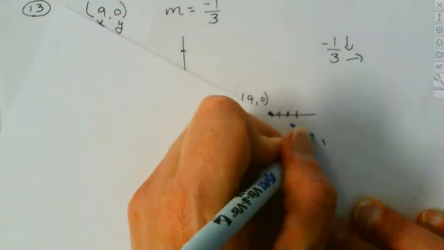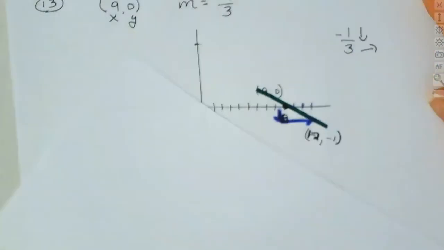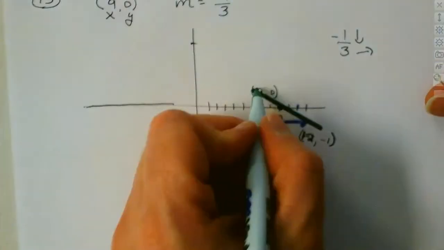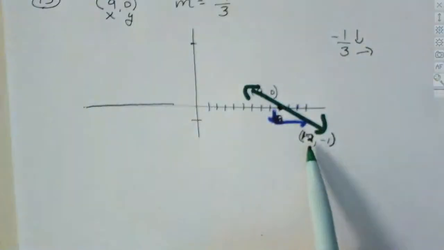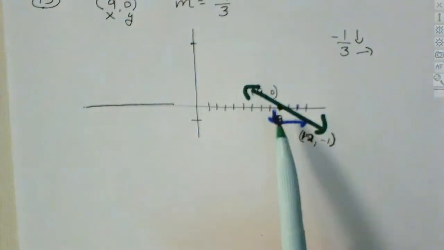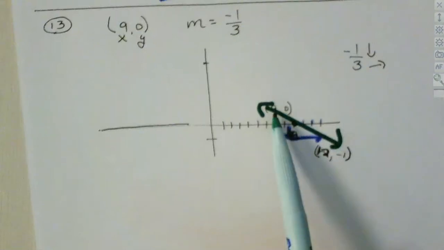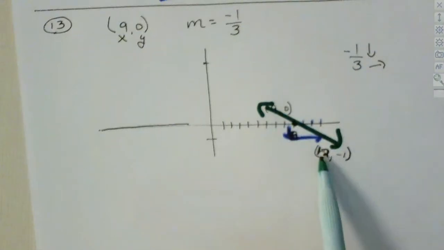All right, so that's all you have to do is plot your point, use your slope, and you don't have to label the second ordered pair. A lot of times I do just so you can see it, but it would be at 12, -1, because you're going to take the 9, you're going to add 3, that makes it 12, down 1, that makes it a -1.